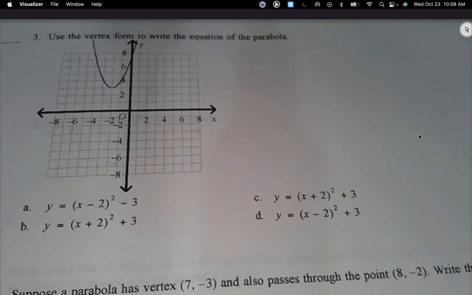So I'm gonna write my vertex. It is -2, 3. Does everybody understand that? That's like your little starting point. Now you're gonna use that in your formula. But instead of a -2, what do we have to put? Remember, it's always opposite for our x value. So it's gonna be x what? Plus 2, and then plus 3.